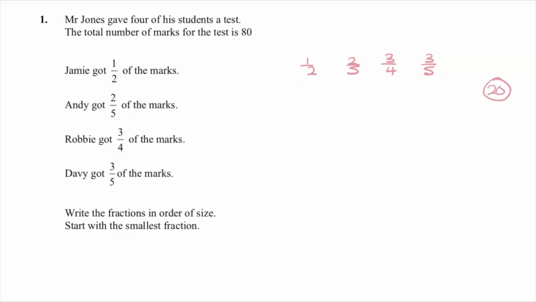So the first fraction I'm going to times through by 10 in order to get that 20 on the bottom. But whatever I do to the bottom, I do to the top, and that would be my equivalent fraction. I'm then going to repeat the process, multiplying through by the table that is going to create a 20 on the bottom.